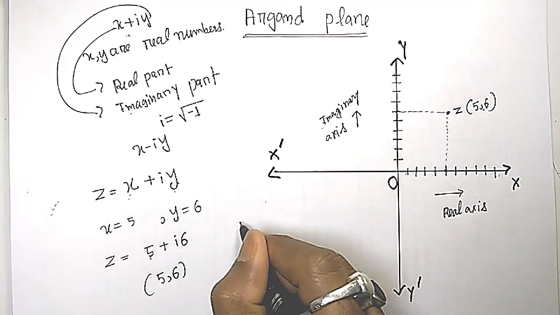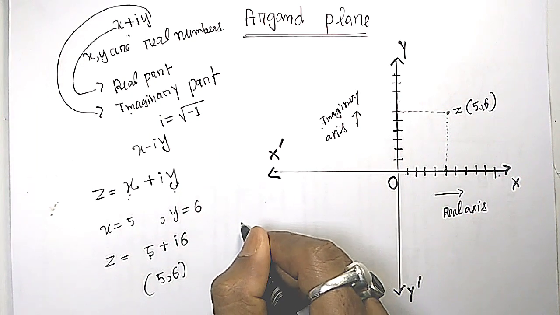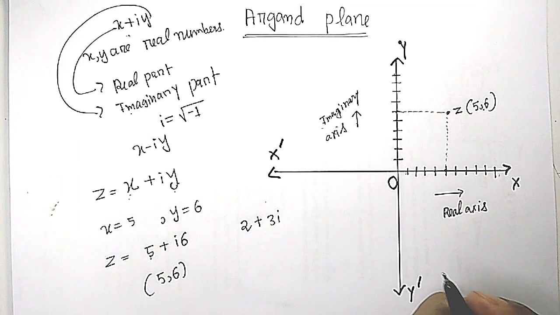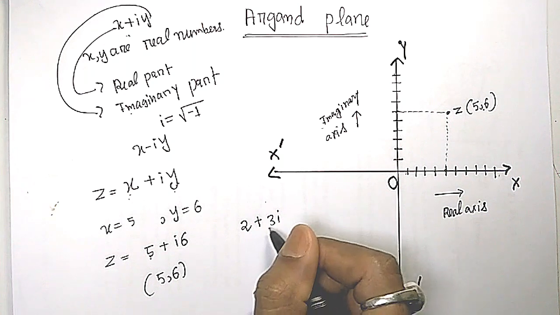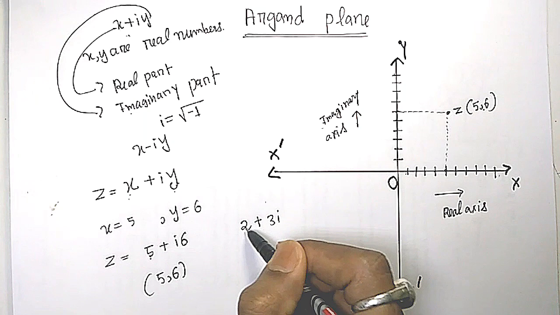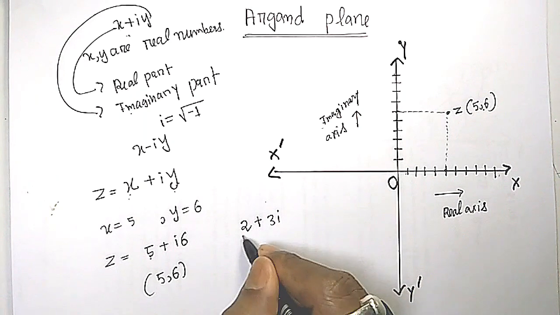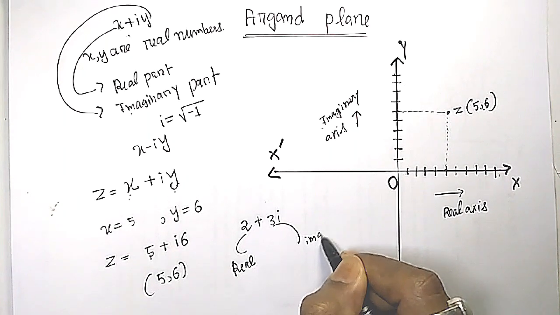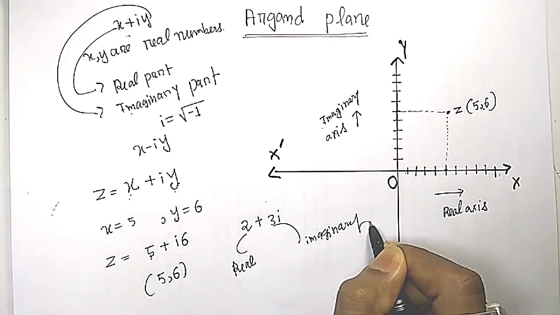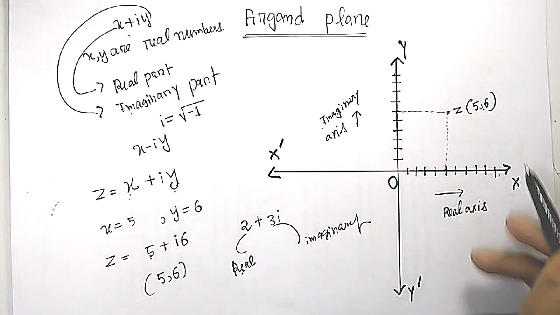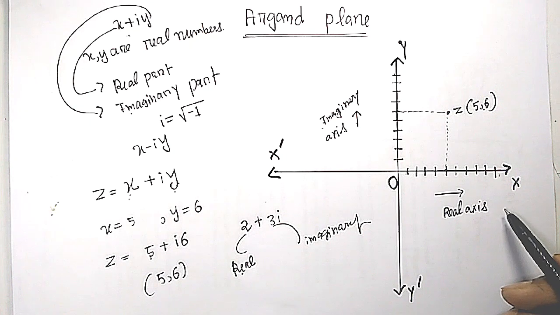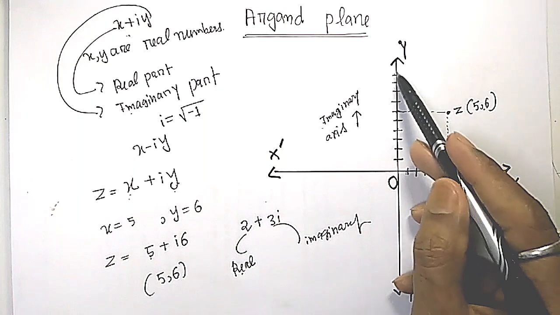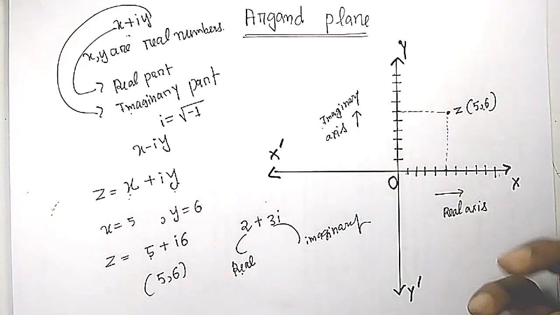Taking one more example, suppose 2 plus 3i. We should represent 2 plus 3i. What is the technique? Since 2 is the real part and 3 is the imaginary part, the real part should be represented along the x-axis, that means the real axis, and the imaginary part along the y-axis, that means the imaginary axis.